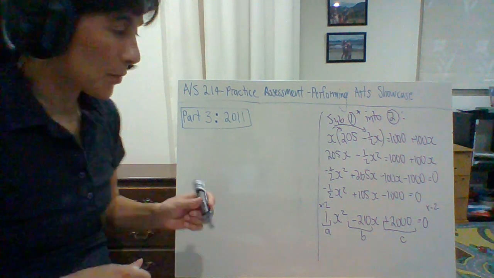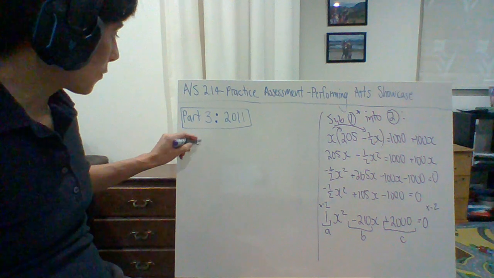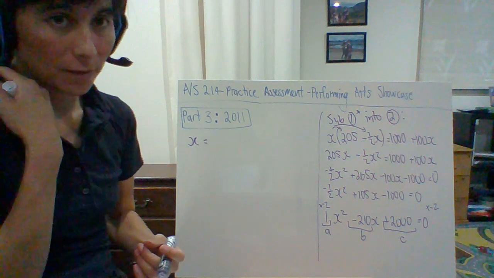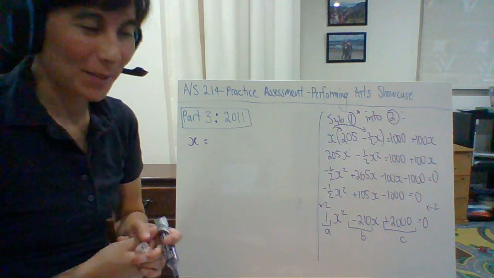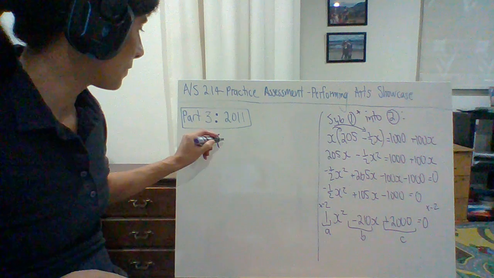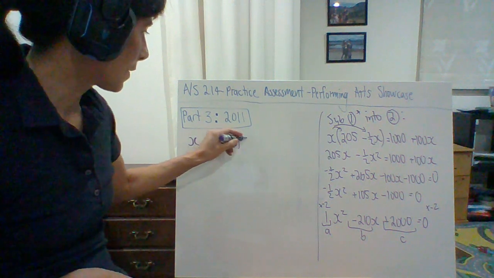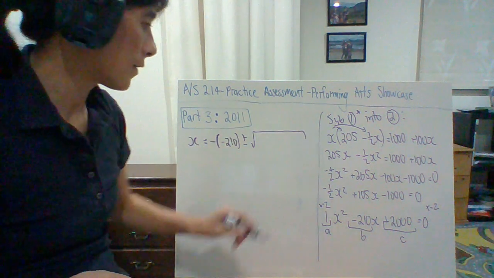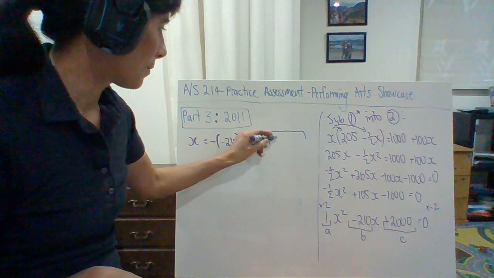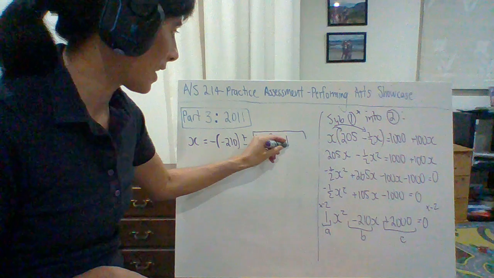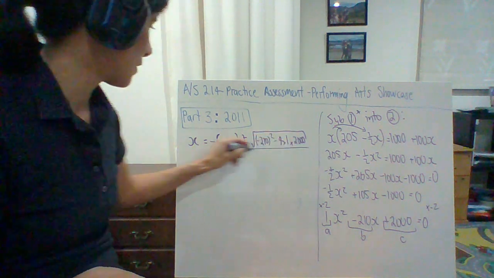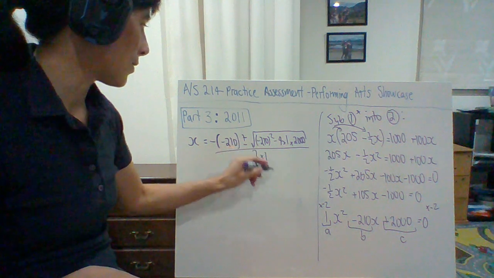Continuing on, using the quadratic formula: negative b plus or minus the square root of b squared minus 4ac, all divided by 2a. So here we go. Negative b plus or minus the square root of b squared minus 4 times a times c, all divided by 2a.